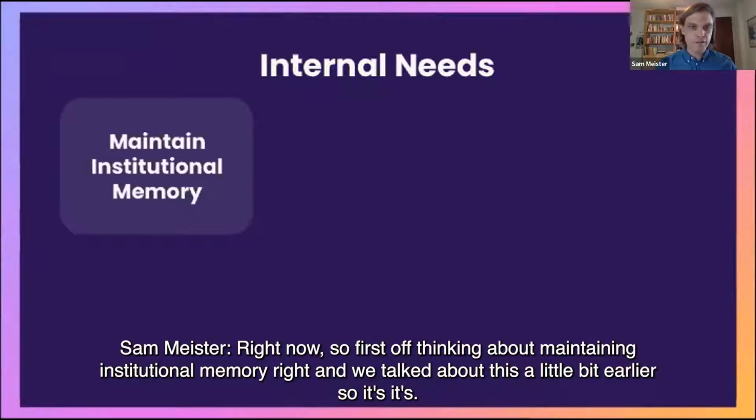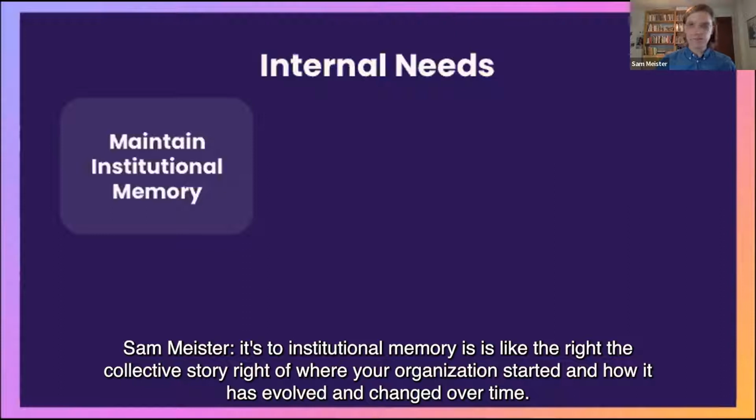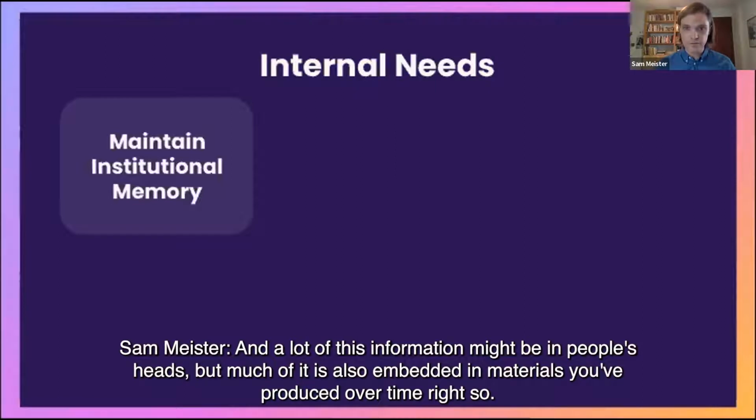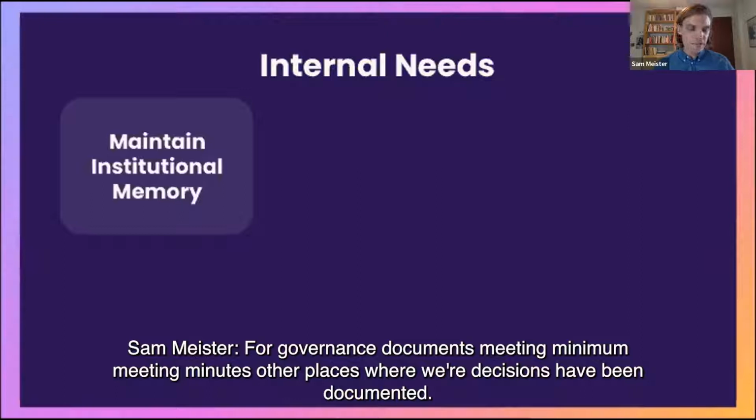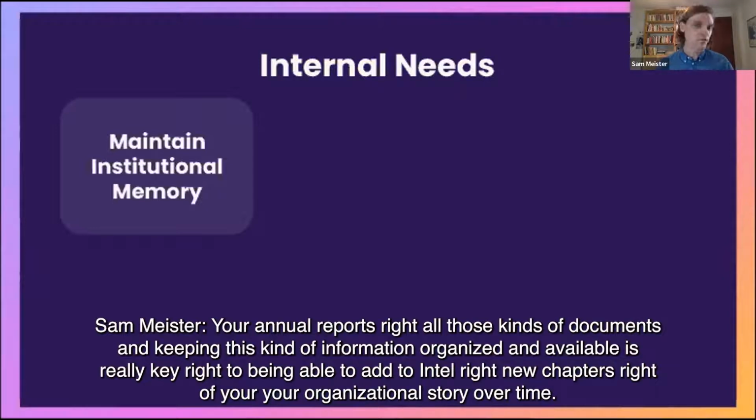So first off, thinking about maintaining institutional memory. And we talked about this a little bit earlier. Institutional memory is like the collective story of where your organization started and how it has evolved and changed over time. And a lot of this information might be in people's heads, but much of it is also embedded in materials you've produced over time. So board governance documents, meeting minutes, other places where decisions have been documented, your annual reports, all of those kinds of documents. And keeping this kind of information organized and available is really key to being able to add to and tell new chapters of your organizational story over time.